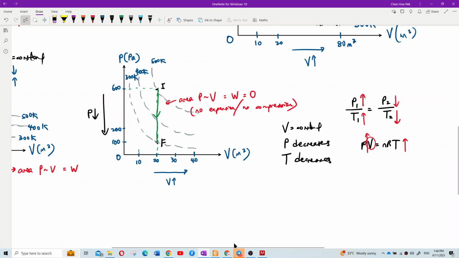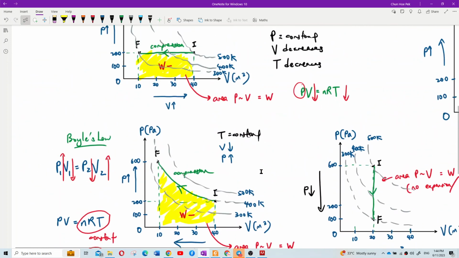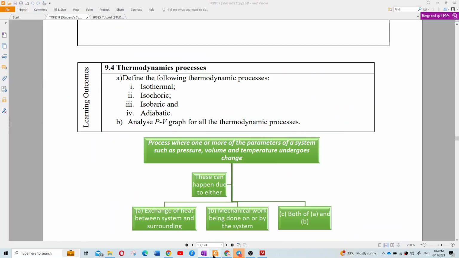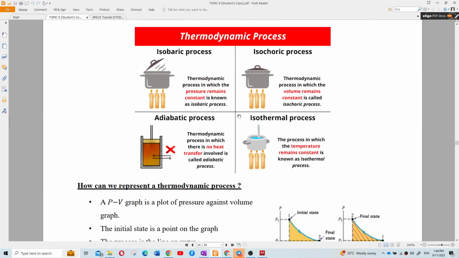Okay, class, so we have covered the basics of what all this PV graph means. By now you get a rough picture already. Now I want to go one by one for the process. Maybe right now I only managed to do 2, or maybe only 1. It's okay, no problem. Actually, I teach everything, all except the adiabatic.